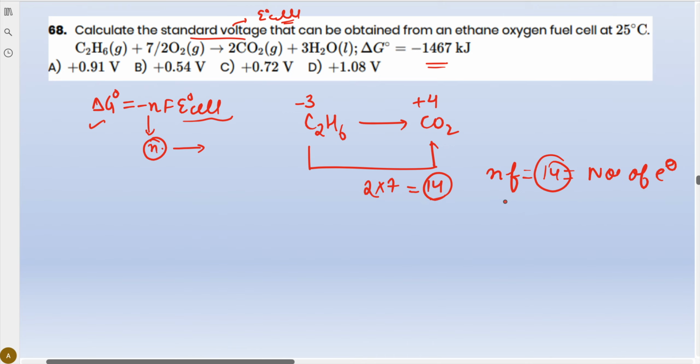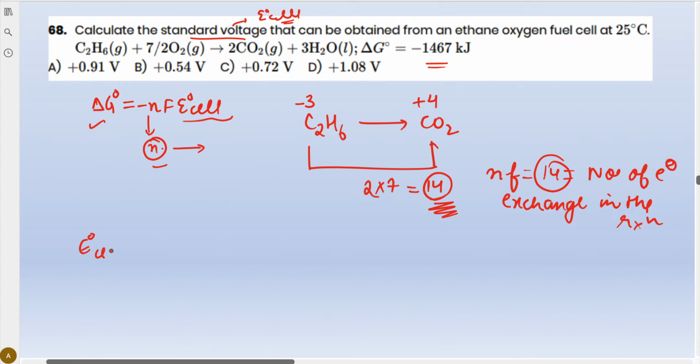Number of electrons which are exchanged in this redox reaction. So the number of electrons will come how many? 14. So now you put all the values and try to find the E0 cell.